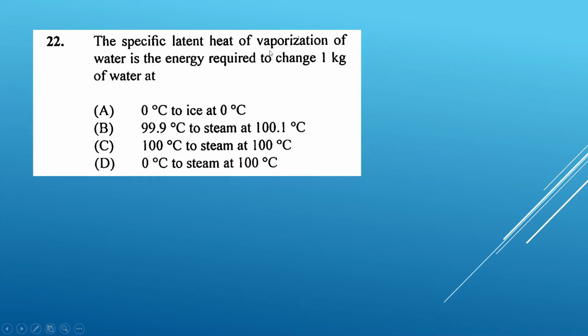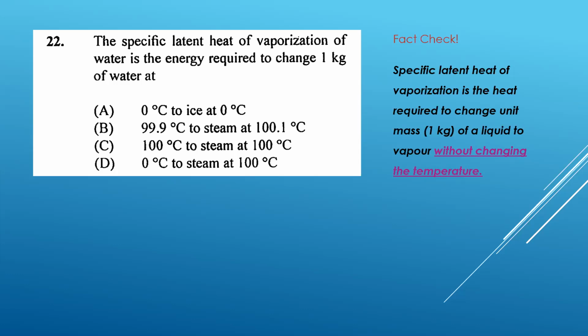22, the specific latent heat of vaporization of water is the energy required to change 1 kilogram of water at. No, so latent heat of vaporization requires that the temperature remains constant. This is a state change, so the temperature has to remain constant. And water at the boiling point is 100 degrees Celsius, and you're changing that to steam at 100 degrees Celsius. So the temperature remains constant here. And so your answer should be C.